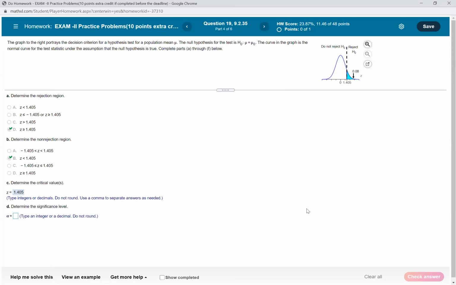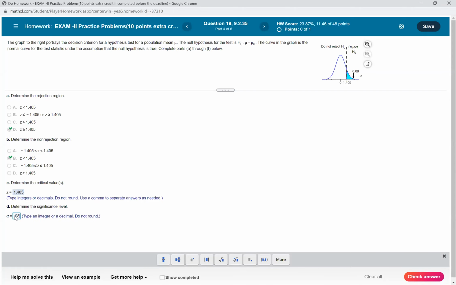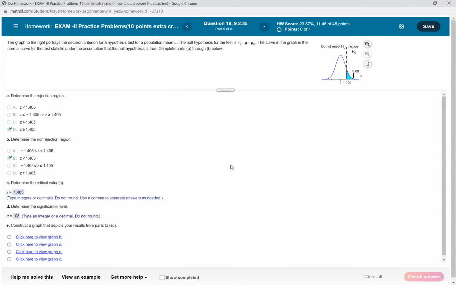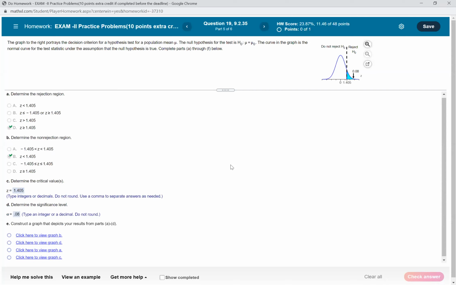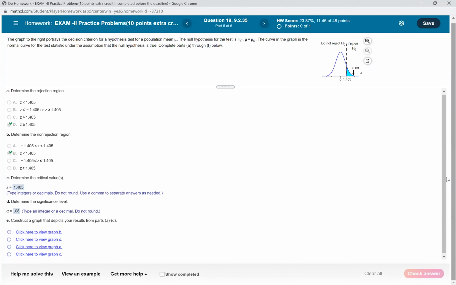Determine the significance level. So what is the significance level? This area is the level of significance, which is 0.08. So alpha is 0.08 here. Now construct a graph that depicts your results from A to D. So we need to now construct a graph for this one. That means you need to get exactly the same graph.